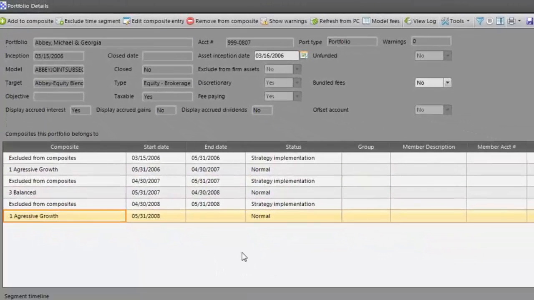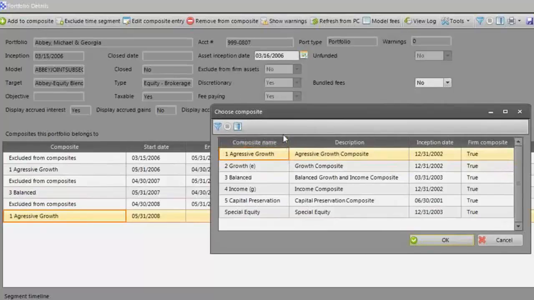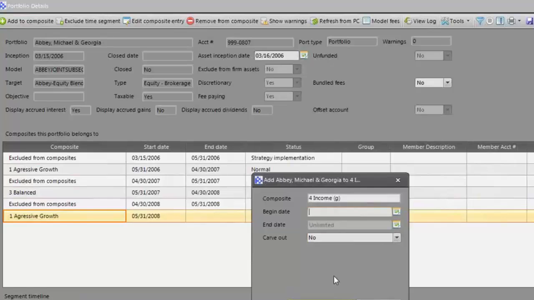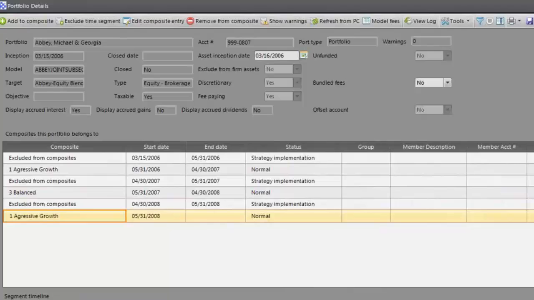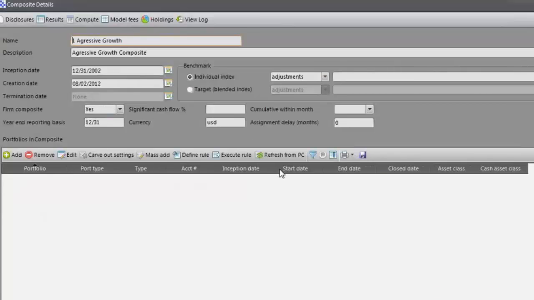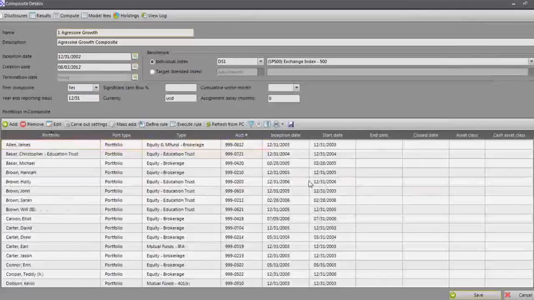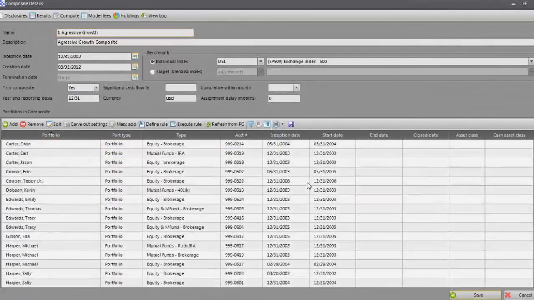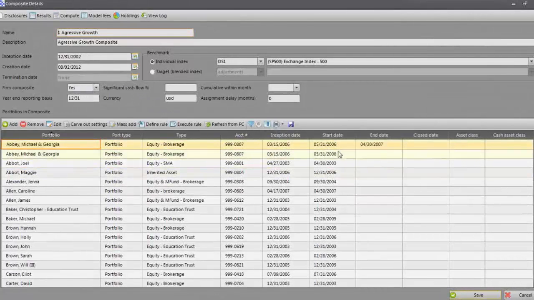So it's very simple to put a portfolio in a composite. If you want to do it one at a time, you just click the Add to Composite button, select the composite from the list, and then enter the date range that it belongs. Now, if we go to the Composite tab, we get a view of the whole composite, and at the bottom of this screen you see all the portfolios that are included in this composite and the time period that each portfolio is included.